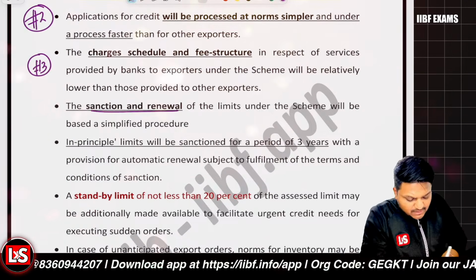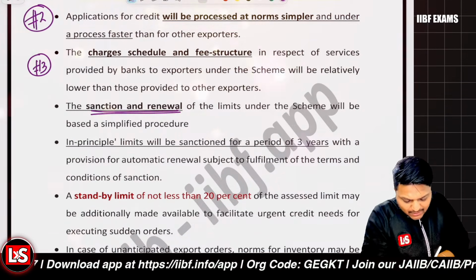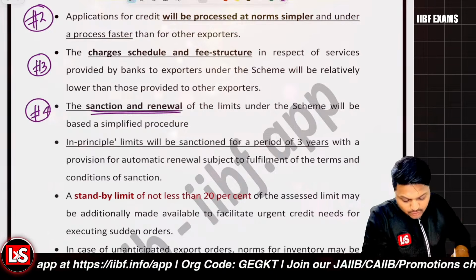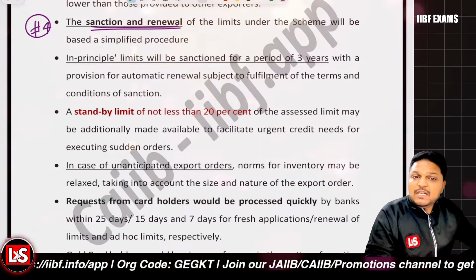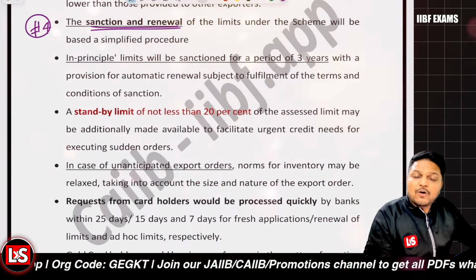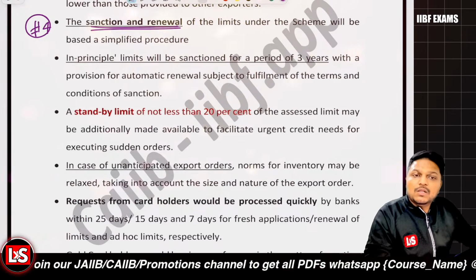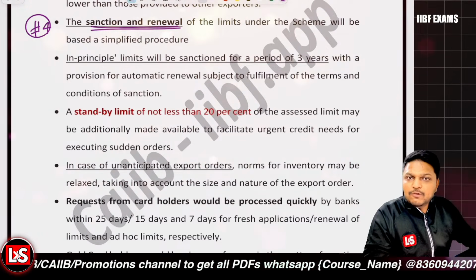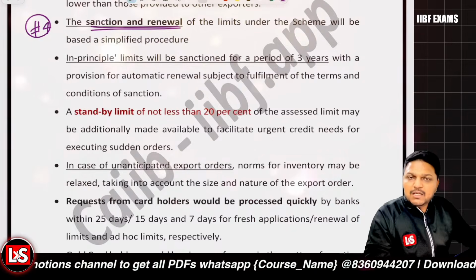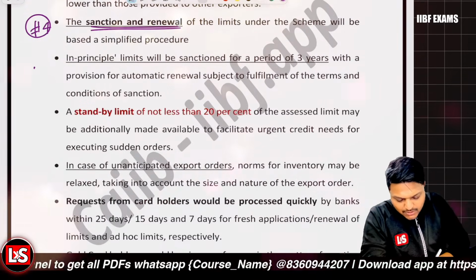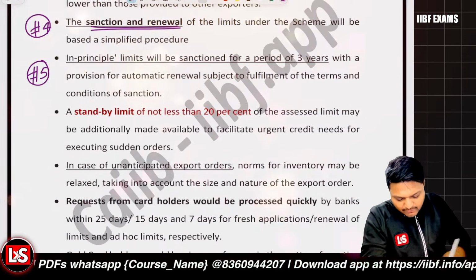So simplified procedures for the sanction and the renewal purposes, that's the fourth benefit. And the in-principle limits which will be sanctioned to them will be for a period of at least 3 years, and there will be automatic renewal if the terms and conditions are fulfilled. So automatic renewal at the end of the year if the terms and conditions are fulfilled. That's the fifth benefit which will be available to them.